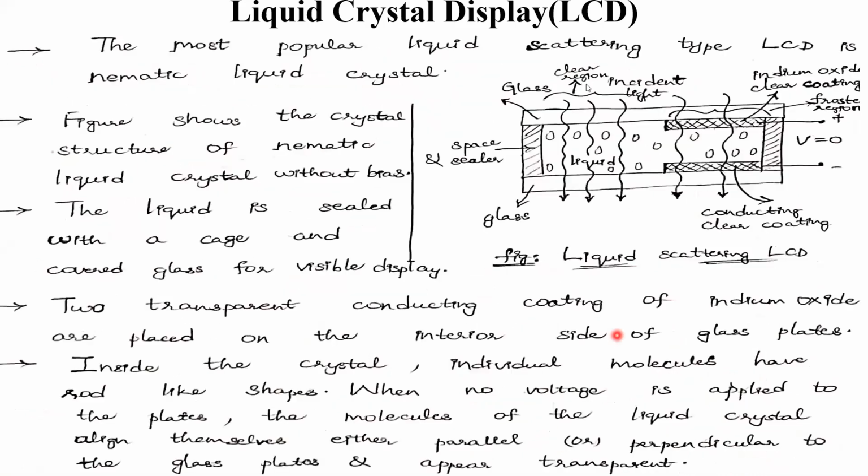And this is the structure of the liquid scattering LCD, light scattering LCD. Let it be, this is the liquid scattering LCD. I will give some components here. This is the glass. For your convenience, I'm just giving some idea. First, to draw this one.